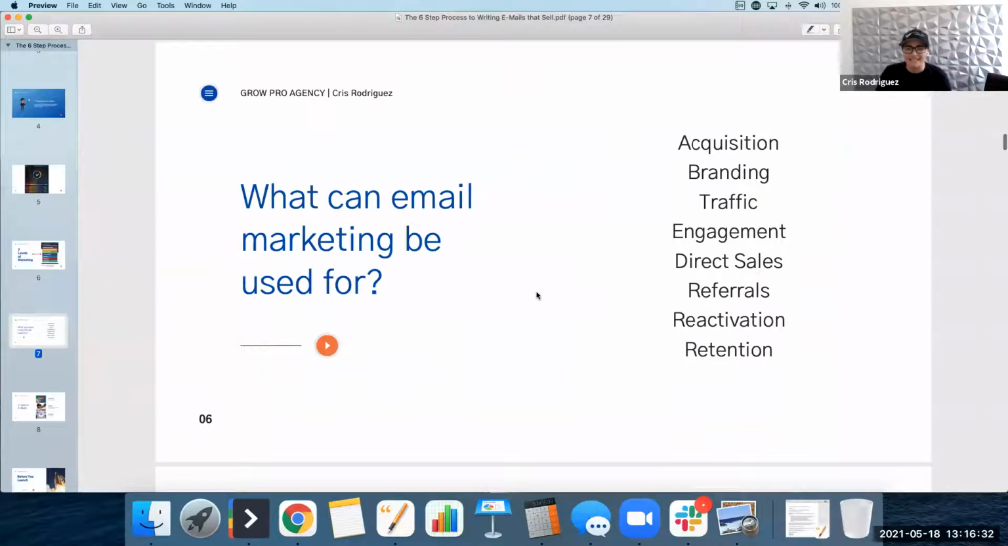So what can email marketing be used for? Really every single stage that we just went over in the customer journey. For acquisition, we can use it for branding. We can use it for driving traffic to landing pages or our website. We can use it just to engage with our customers, to have an ongoing conversation. We can use it for direct sales, which is what we're going to be doing today. We can use it to get referrals. We can use it to reactivate.